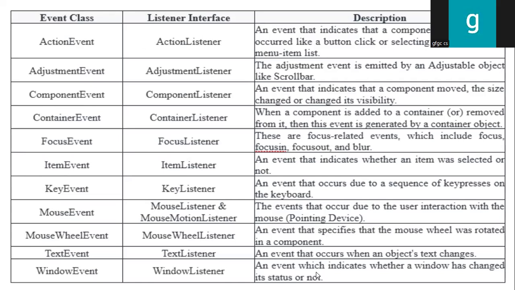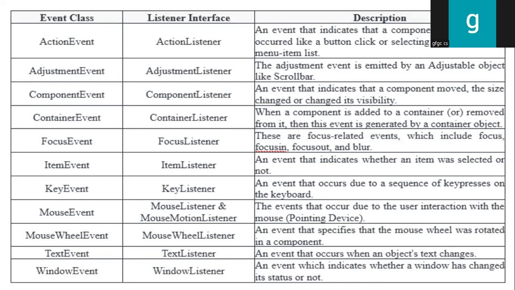The first event class is ActionEvent, and its listener interface is ActionListener. What is the function of this? An action event indicates that a component-defined action occurred, like a button click or selecting an item from the menu item list. The next event class is AdjustmentEvent. For that we need AdjustmentListener. The adjustment event is emitted by an adjustable object like a scroll bar.